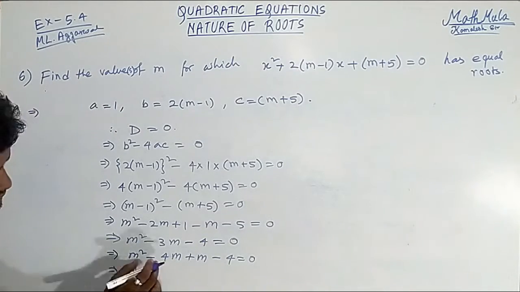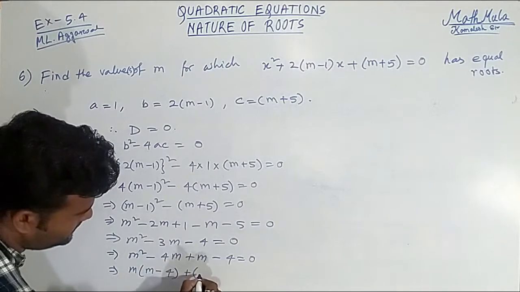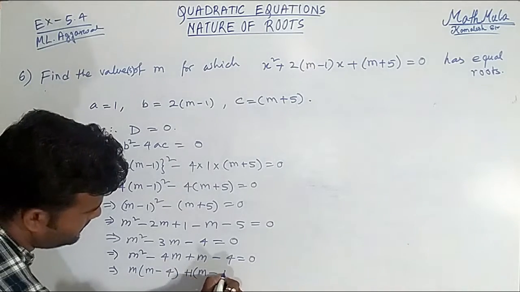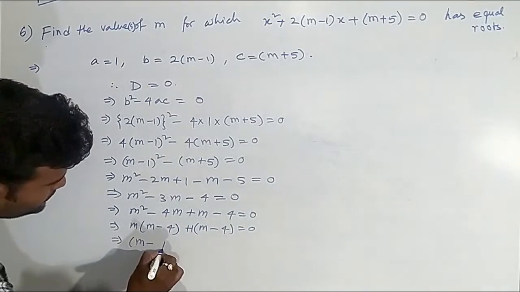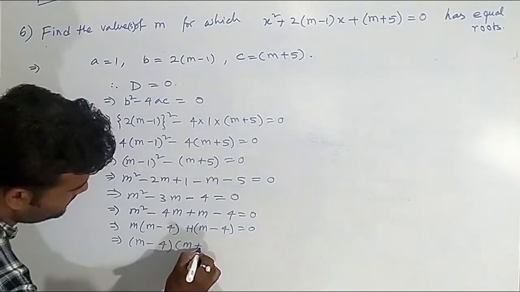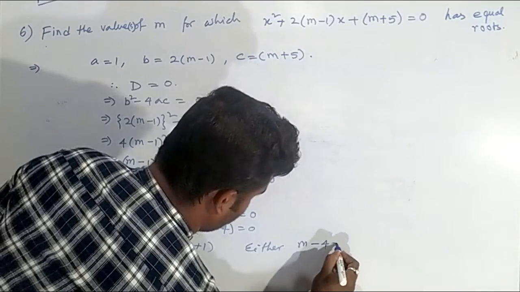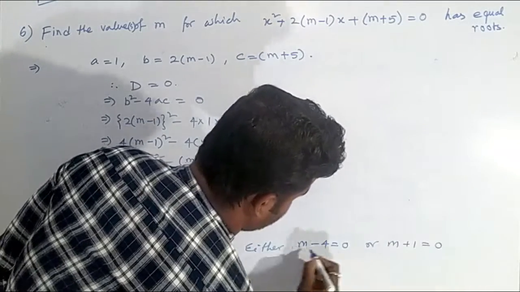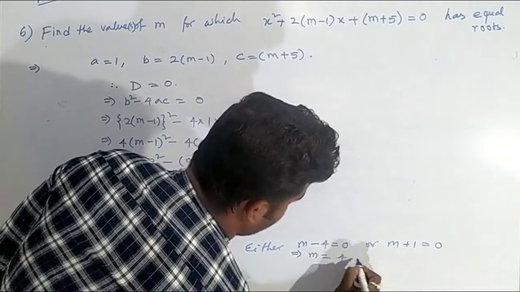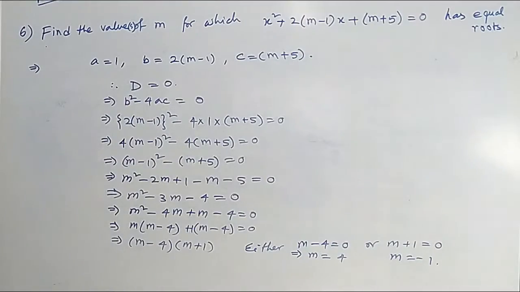That implies from the first two terms m is common, that is m minus 4, and from the second two terms 1 is common, that is m minus 4 equals 0. Now from these two terms m minus 4 is common and the rest is m plus 1. So that implies either m minus 4 equal to 0 or m plus 1 equal to 0. That implies m equals 4 and m equals minus 1. So the values of m are 4 and minus 1. That's it.